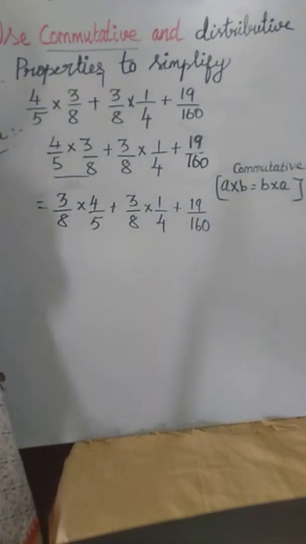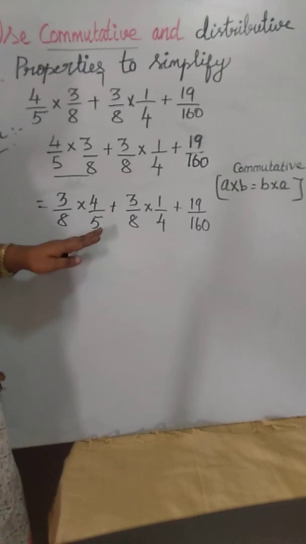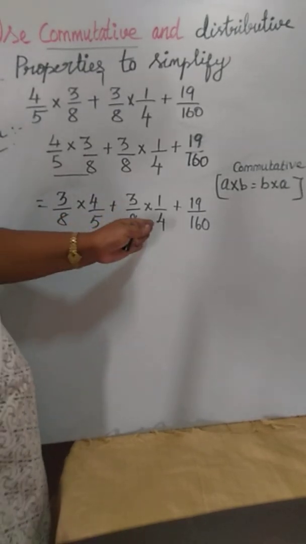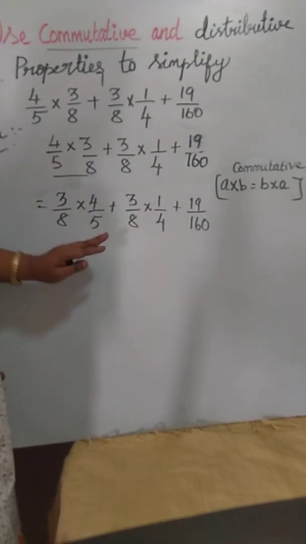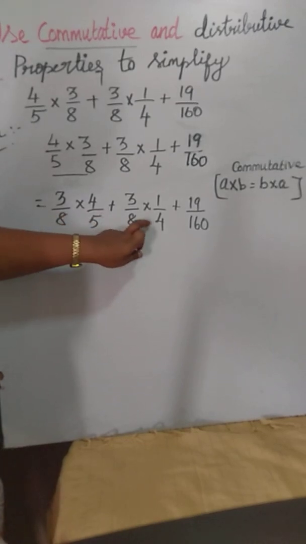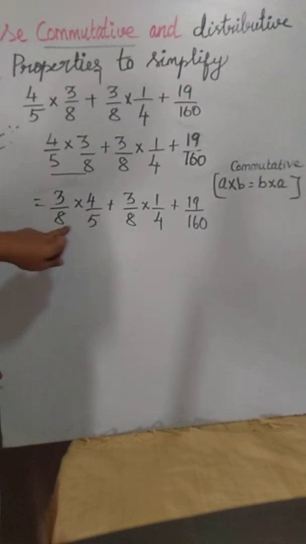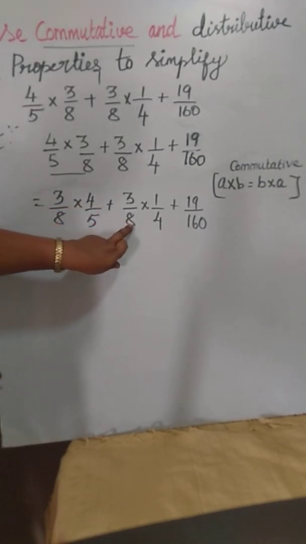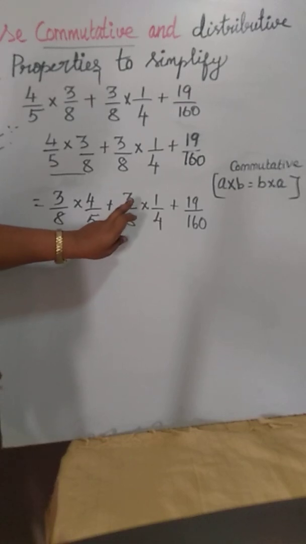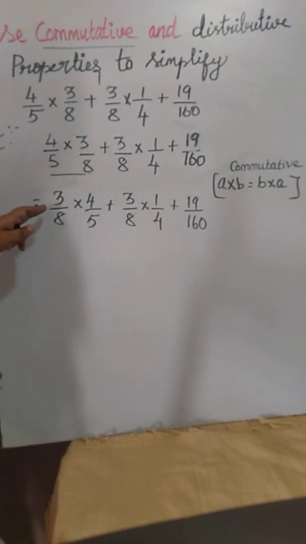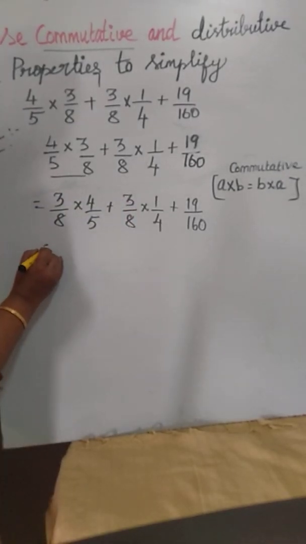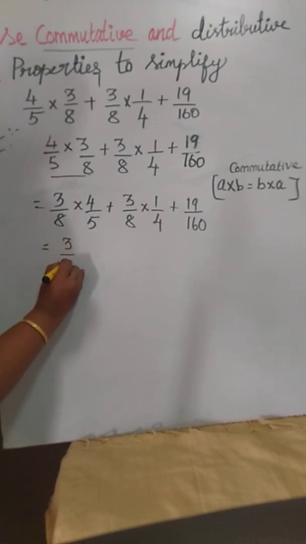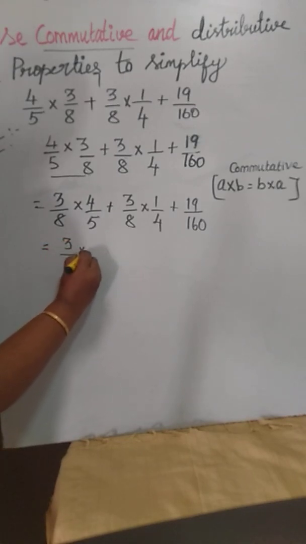First we do the multiplication, next we go to the addition. See this one and this one. Which one is common? Here also 3 by 8, and here also 3 by 8. So, I take this 3 by 8 outside. 3 by 8 is common.